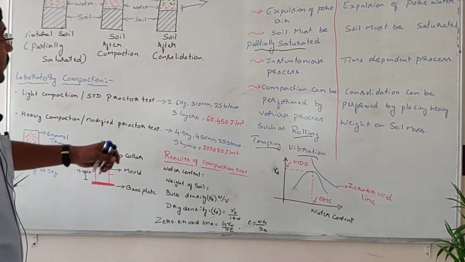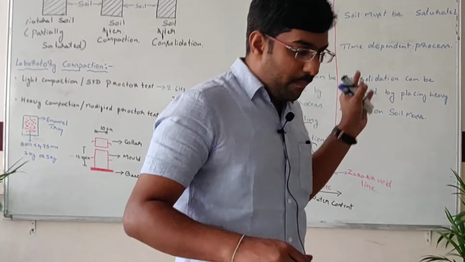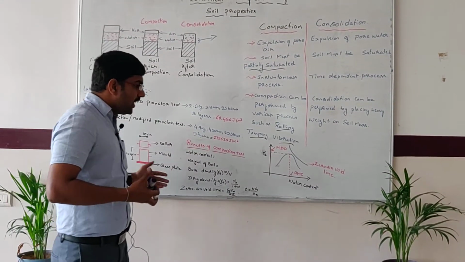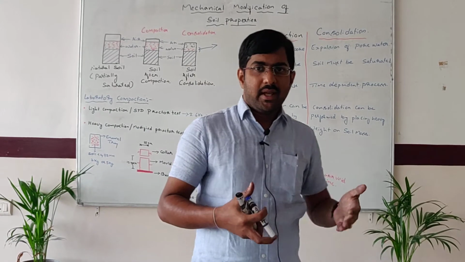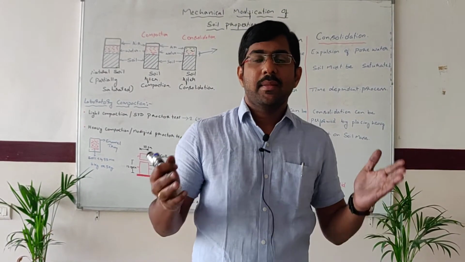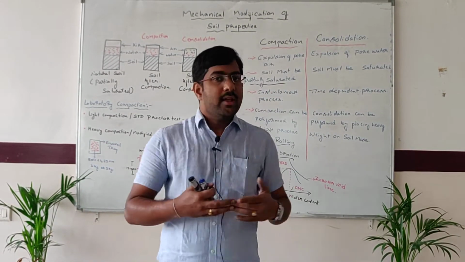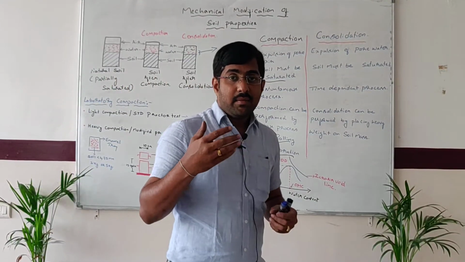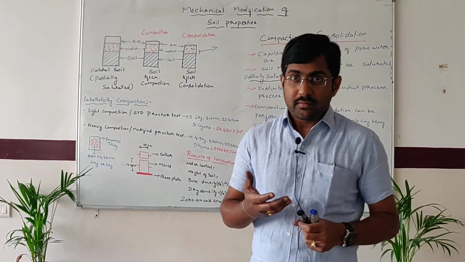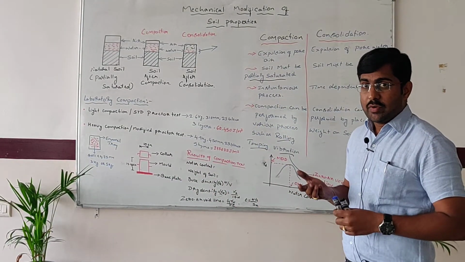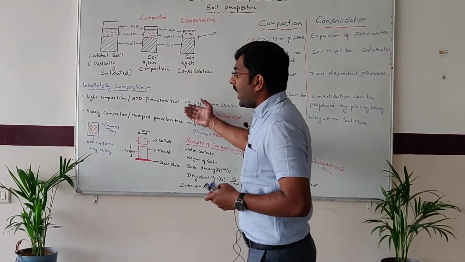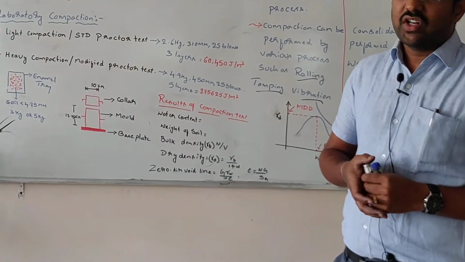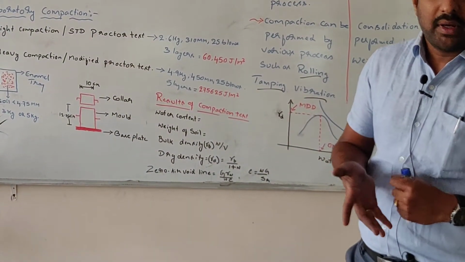Okay. So after discussing the difference between the compaction and the consolidation, let me take you through how exactly compaction is done. Let me take you through both processes separately, the compaction and consolidation. Let me start with the compaction. Compaction is done basically to improve the soil properties. The application of compaction is extensively used in highway construction, railway construction and embankment construction.